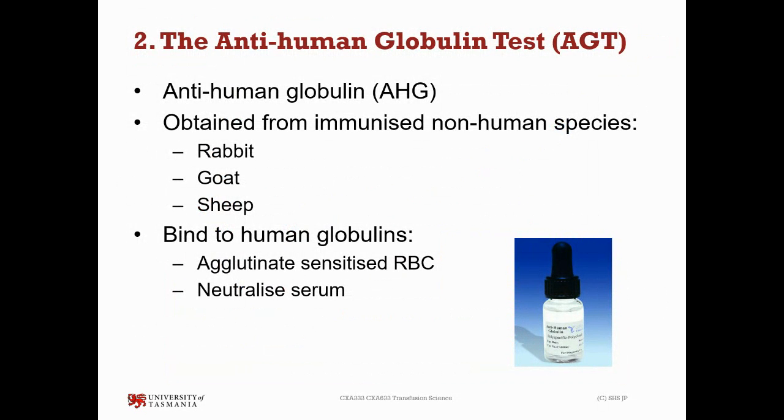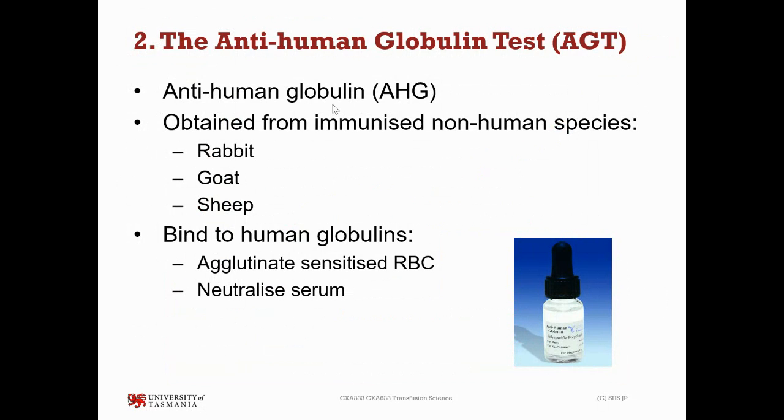So now, how does it do this? The anti-human globulin test, the indirect antiglobulin test and the direct antiglobulin test use anti-human globulin. As the name suggests, it is an antibody to human globulin, and so it needs to be raised somewhere other than humans. We usually use another mammal, and in the past rabbits, goats, and sheep have been used. These days, it's usually rabbits and mice.